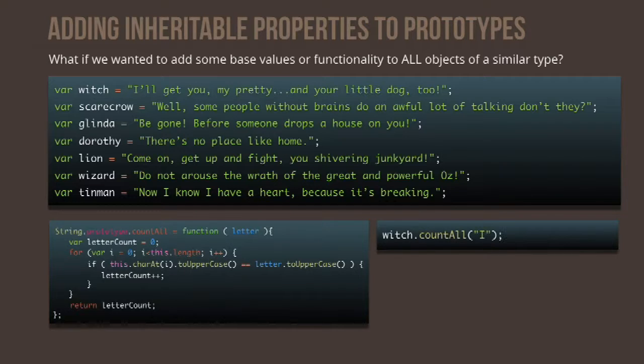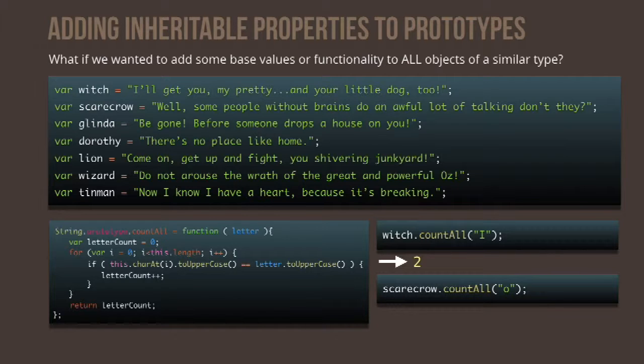First, let's try calling countAll on the which string, and let's pass in I as the letter that we are looking for. You'll notice there's an I inside "I'll" as well as in "little" for a total of 2 I's. Then we can call countAll on scarecrow. Notice this is a completely different string. That's because we added countAll to the string prototype. If we pass in O to our countAll method on scarecrow, we find the O's in some, people, without, do, lot, of, and don't, for a total of 7 O's.